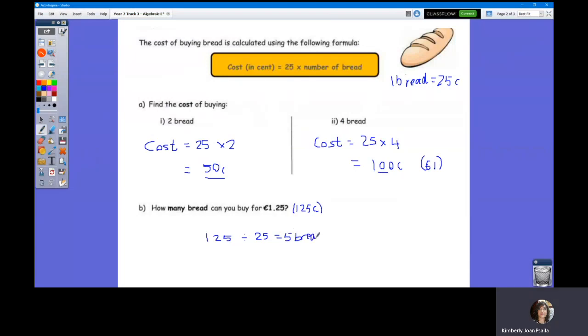Another way to do this is that since you know that 4 bread is equal to 100 cents, if you add another cost of one bread, another 25 cents, you should get 125 cents for the cost of 5 bread.